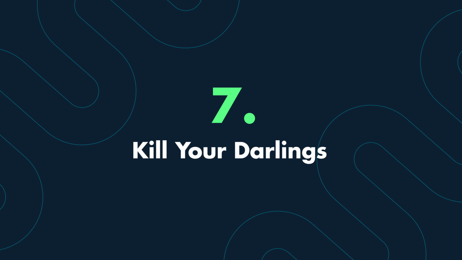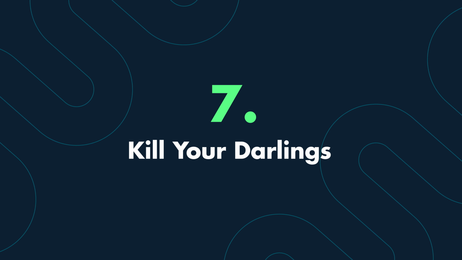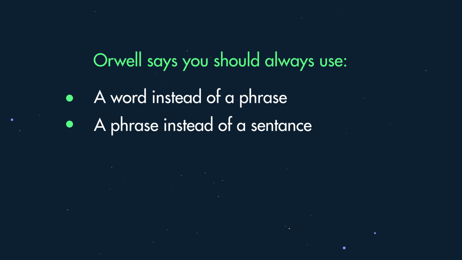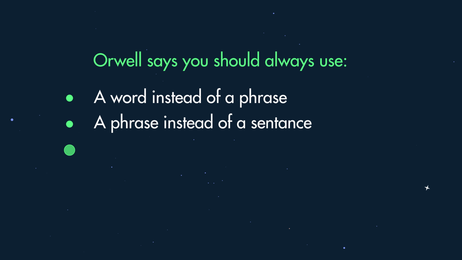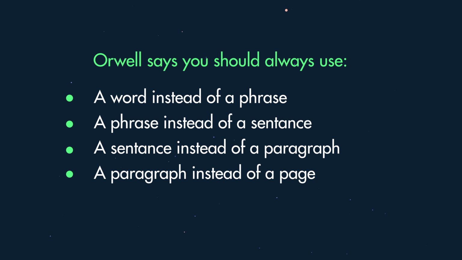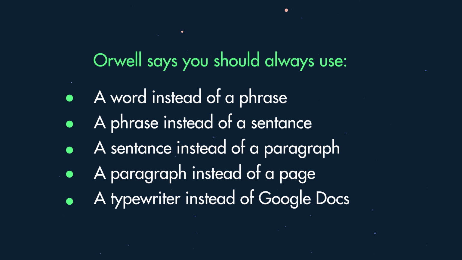Number 7, kill your darlings. This is an old piece of writing advice that's pretty much a fancy way to say edit your work. Another way to look at this comes from the esteemed author George Orwell. Yeah, that George Orwell, the guy that wrote 1984. Orwell says you should always use a word instead of a phrase instead of a sentence instead of a paragraph instead of a page, a typewriter instead of Google Docs.